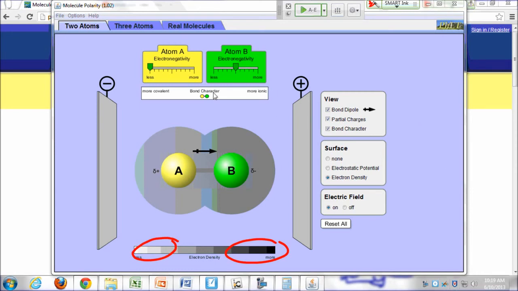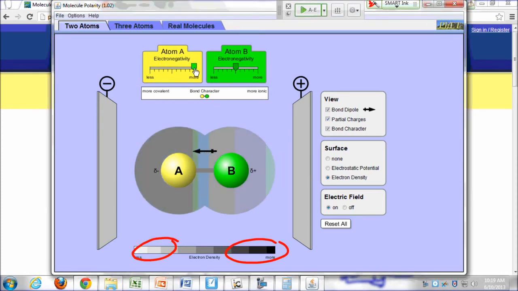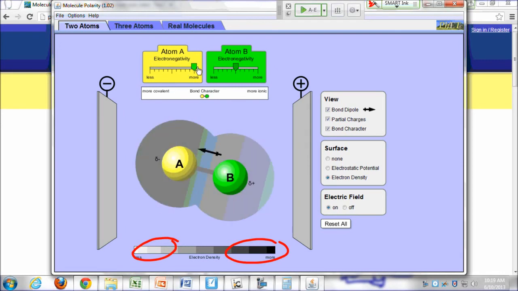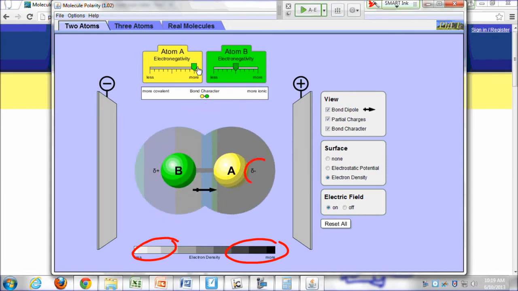What happens if I make A more electronegative than B? I drag this one over here. What do you notice? Ooh, what happened? I make A more electronegative, then what happens to A? It becomes partially negatively charged, right? So A is now partially negative. It's now attracted to the positively charged electrical plate. Okay, and you can see the shading right here is darker. That means you have a higher electron density near atom A.